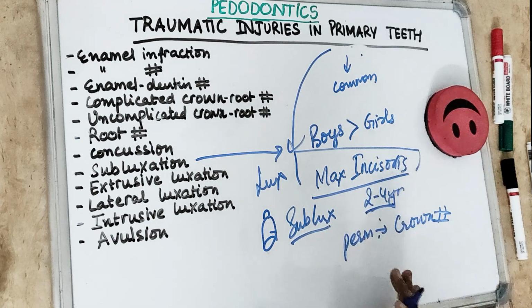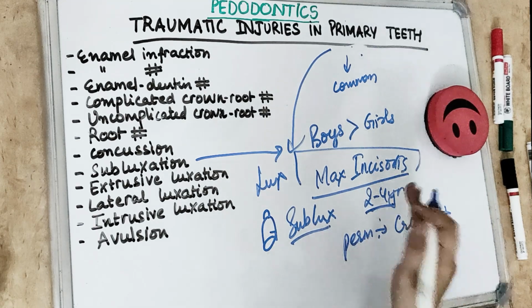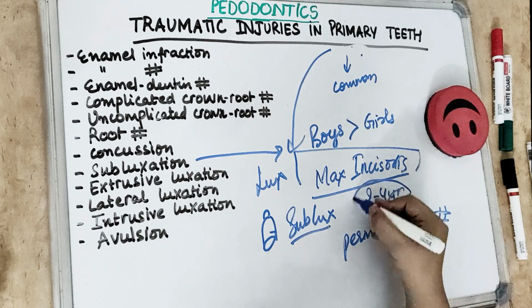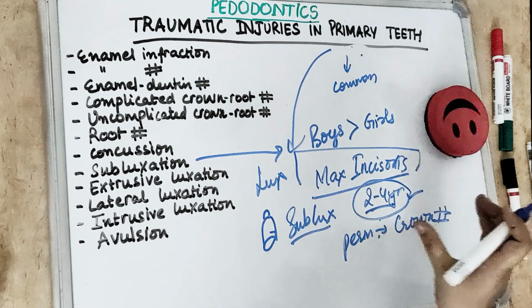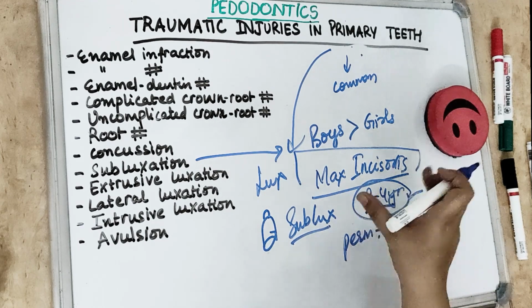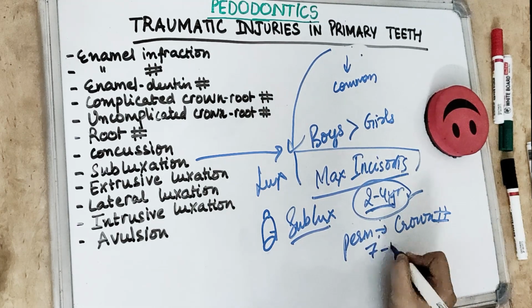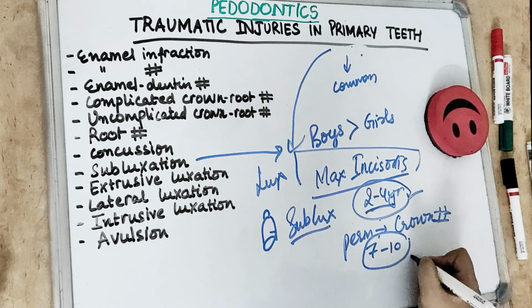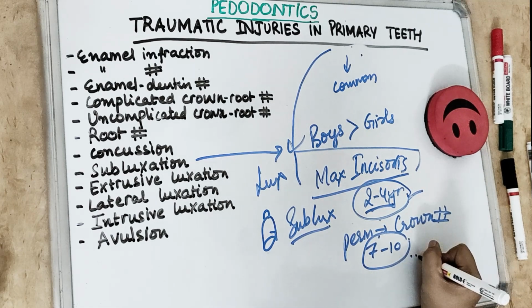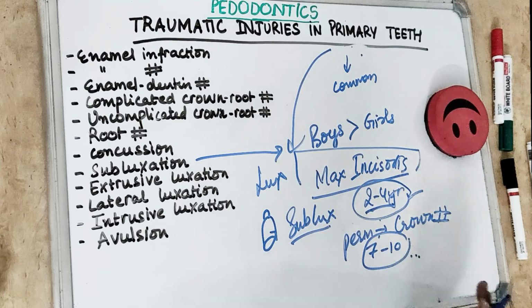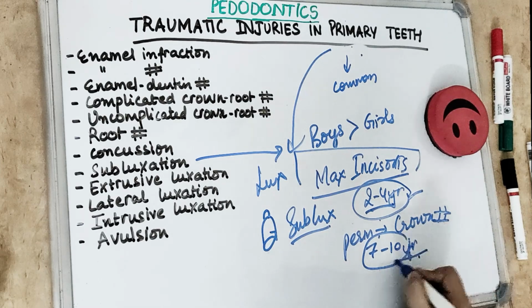So at 2 to 4 years of age, a child is more prone to injuries to the maxillary incisors. Actually, a child is exploring and becoming adventurous during this period, so he is more prone. This age is more associated with injuries in the primary teeth. And at 7 to 10 years, we see injuries in the permanent dentition as children are going to fall while playing during this period.